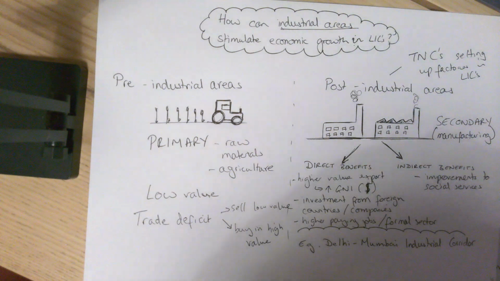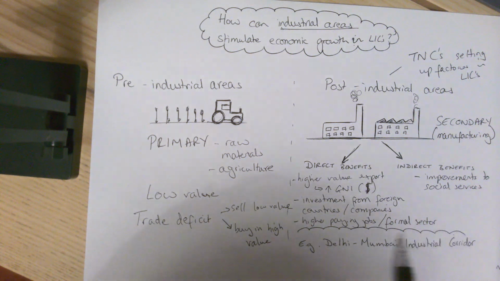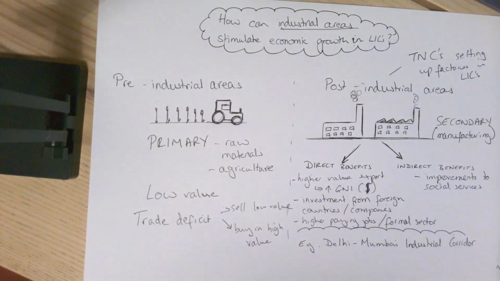An improvement in healthcare is going to result in an improvement in health conditions of the population, their life expectancy getting better. An improvement in education means that people are going to get more qualifications, which means they're going to be able to move into higher paying jobs in the future.